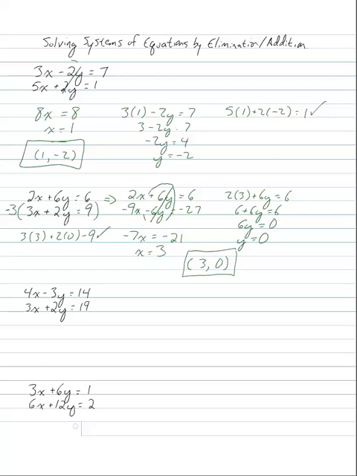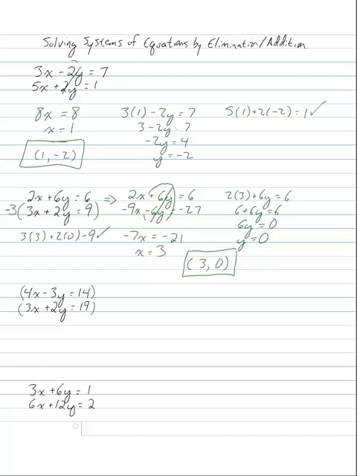Okay, let's try the next one. 4x minus 3y equals 14. 3x plus 2y equals 19. I don't have to continue trying to eliminate the y's, but since these are already opposite signs, I might as well continue trying to eliminate the y's. So let's see, I want to get the exact same number in front of them and opposite signs. Opposite signs are done, so I need to multiply these equations by something so I can get the same number.